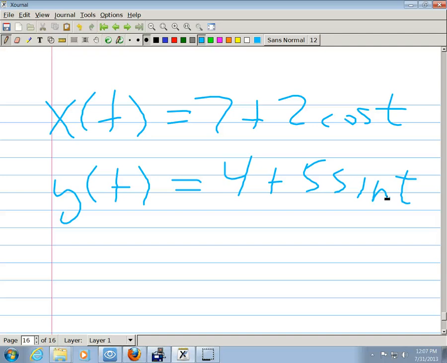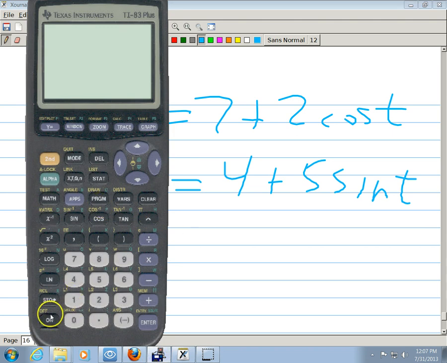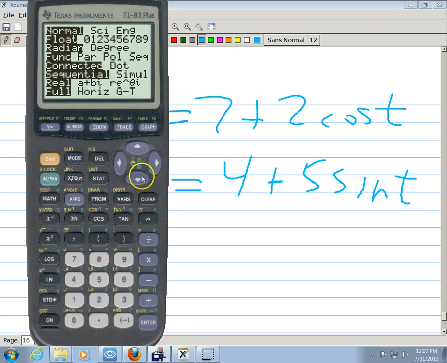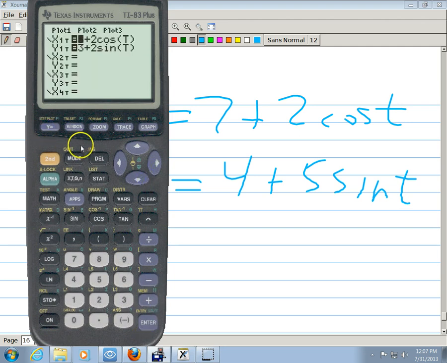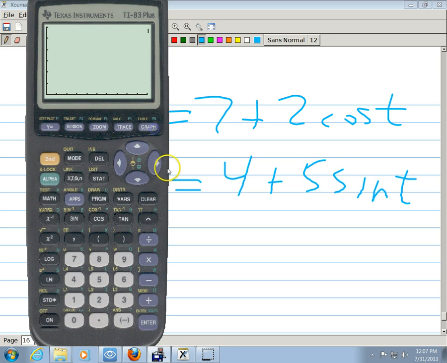Well, it's still centered where, though? Where is it centered? 7, 4, but it's stretched out 2 and it's stretched out 5. All right, let's see what that looks like. Let's go back to parametric mode and see if we're right about this. Mode, parametric. It's 7 plus 2 cosine, and it's 4 plus 5 sine, right? And that may not be a big enough window for this. Well, sort of.